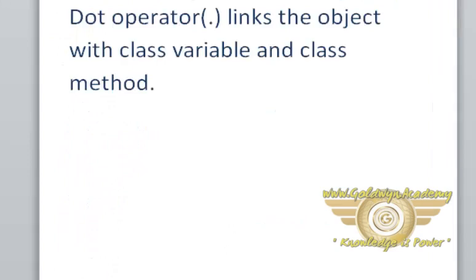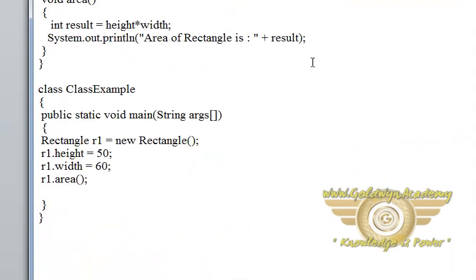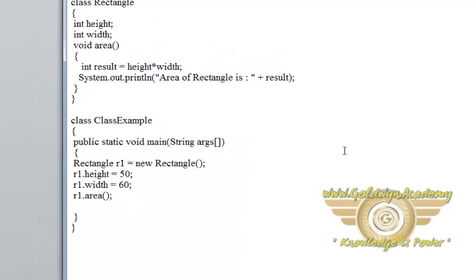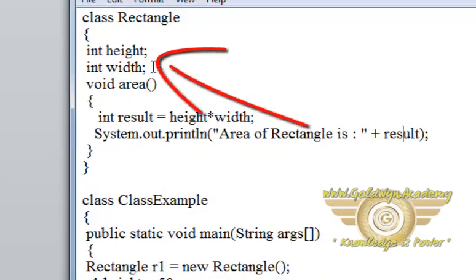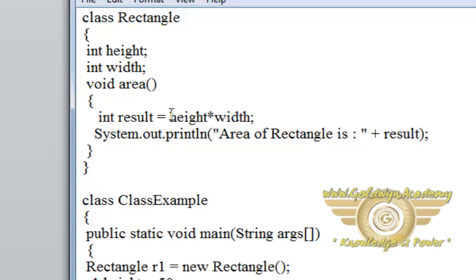Let's go through the example of a class. This is the example of a class. Here the class name is Rectangle. Height and width are the instance variables of the Rectangle class. Area is the method of the Rectangle class. Here inside area there is the product of height and width which is stored into the result integer variable, and this method is used to print the result.